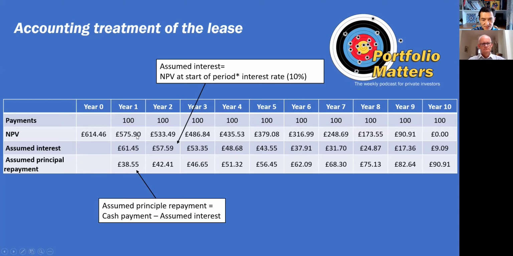Now, over time, as the NPV of the lease liability decays, so the value of your assumed interest falls. And you'll see on this line, between year 1 and year 10, your assumed interest payment falls from £61.45 to £9.09 in the final year. And your assumed principal repayment rises in compensation. So it goes from £38.55 in year 1 to £90 in year 10.